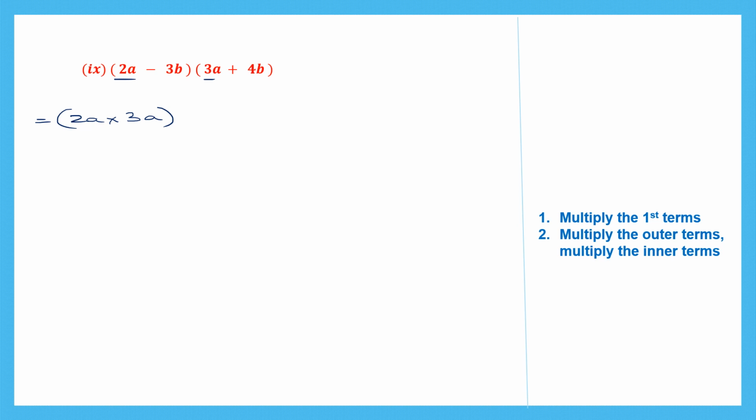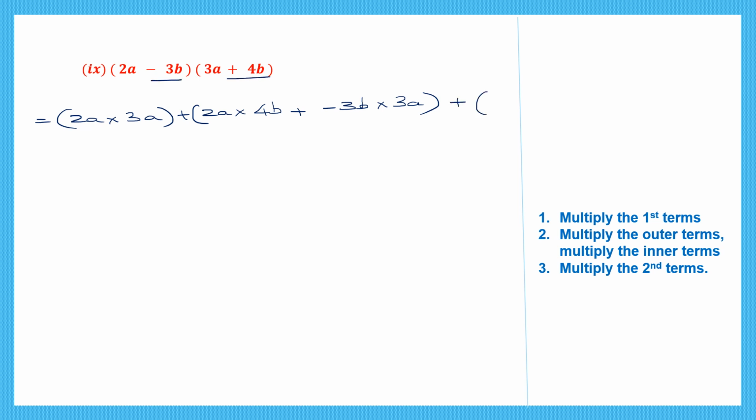Then multiply the outer terms. So these are the outer terms, that is plus 2a into 4b. Multiply the outer terms, plus multiply the inner terms. So these are the inner terms, these two. That is minus 3b into 3a. So we multiplied the outer terms, we multiplied the inner terms. What is the next step? Multiply the second terms. So which are the second terms? Minus 3b and plus 4b. So multiply the second terms, minus 3b into 4b. So now let's work it out.